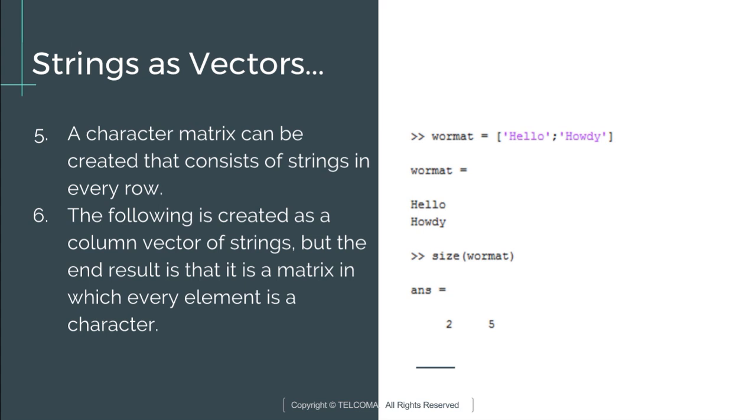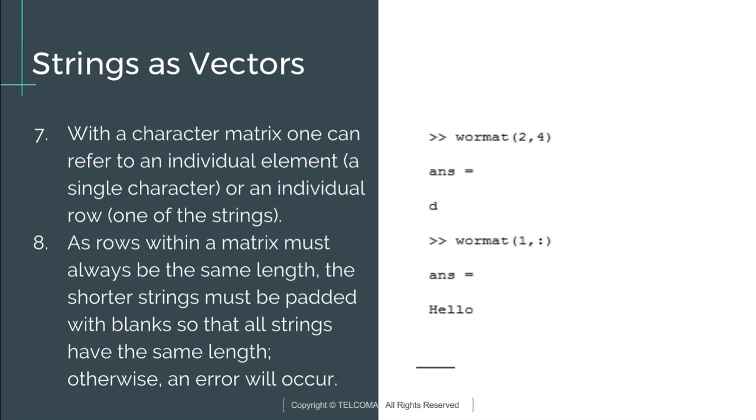A character matrix can be created that consists of strings in every row. The following is created as a column vector of strings, but the end result is that it is a matrix in which every element is a character. With the character matrix, one can refer to an individual element or an individual row. As rows within a matrix must always be the same length, the shorter strings must be padded with blanks so that all strings have the same length, otherwise an error will occur.